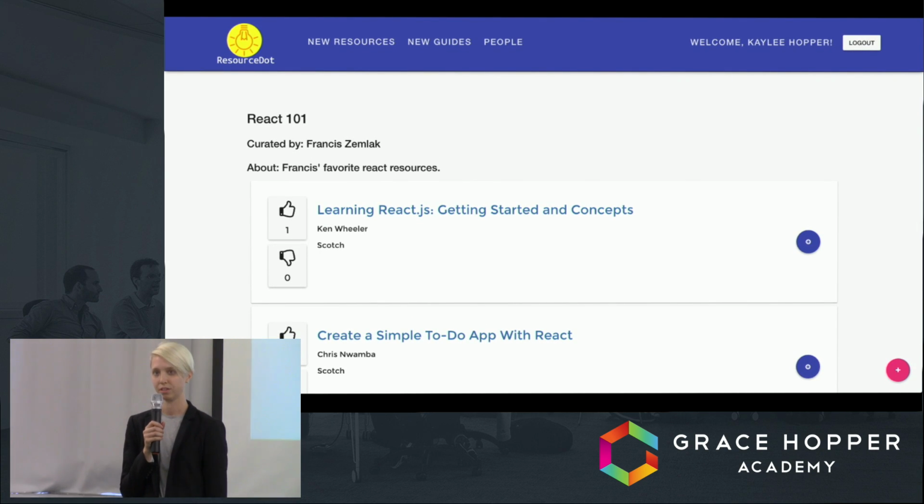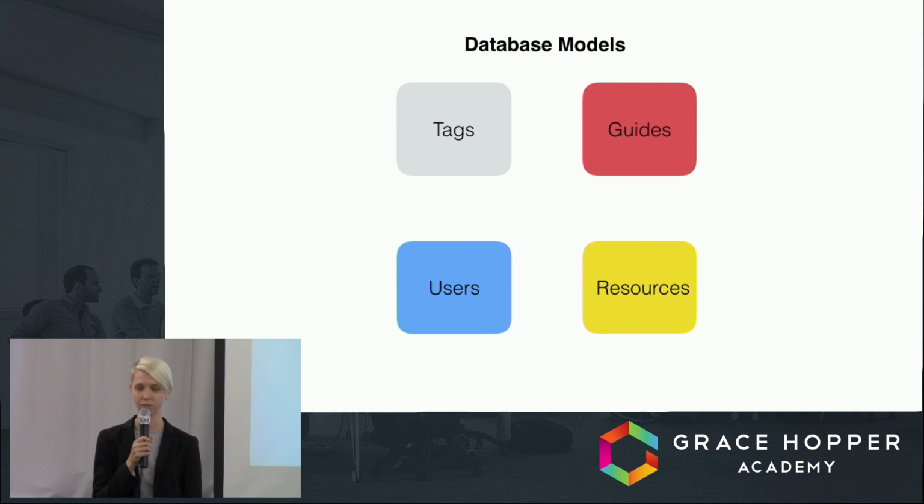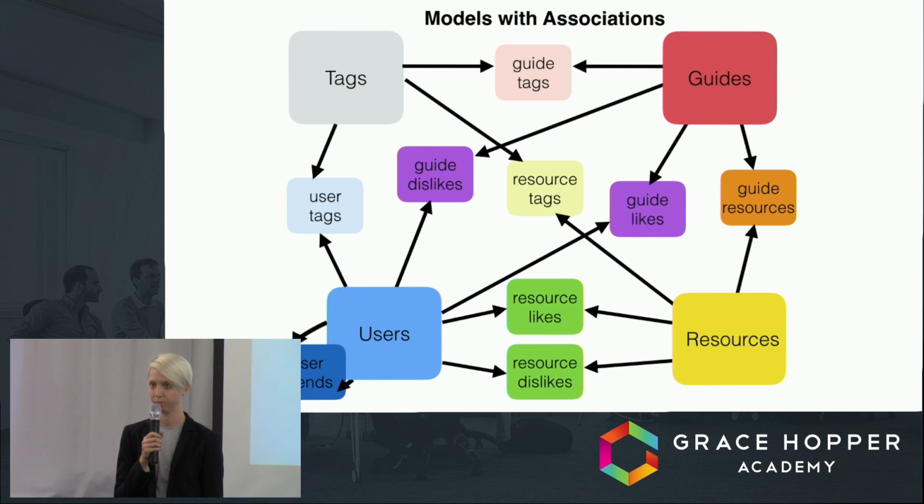We set up our database with 4 models: tags, resources, guides, and users. And in order to incorporate some of the features, such as liking or disliking resources and creating guides, we had to think carefully about how the models should relate to each other. We ended up with each model having a many-to-many relationship with each of the other models. Additionally, the user model is unique in that it also has a many-to-many relationship with itself because users can have many other users as friends.